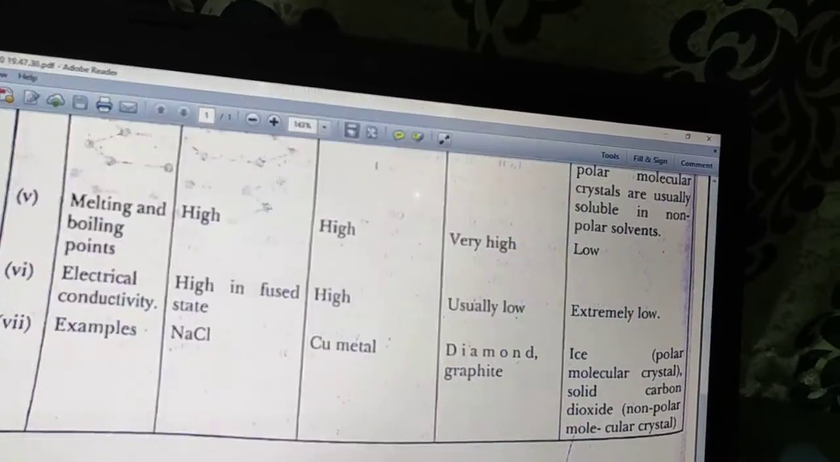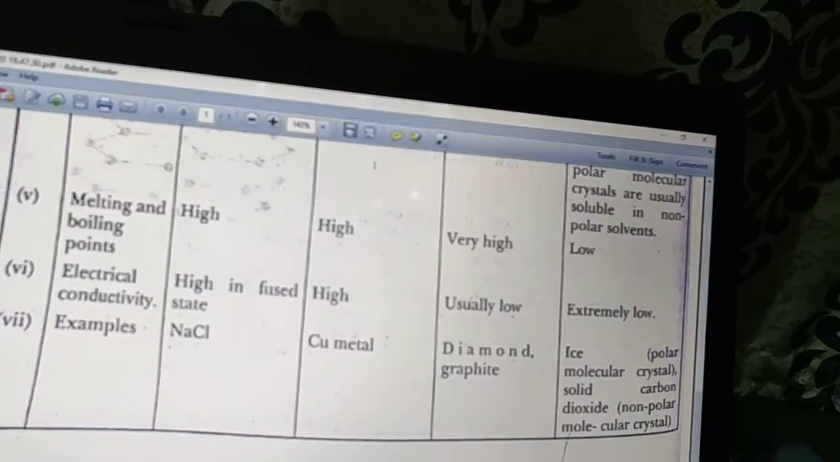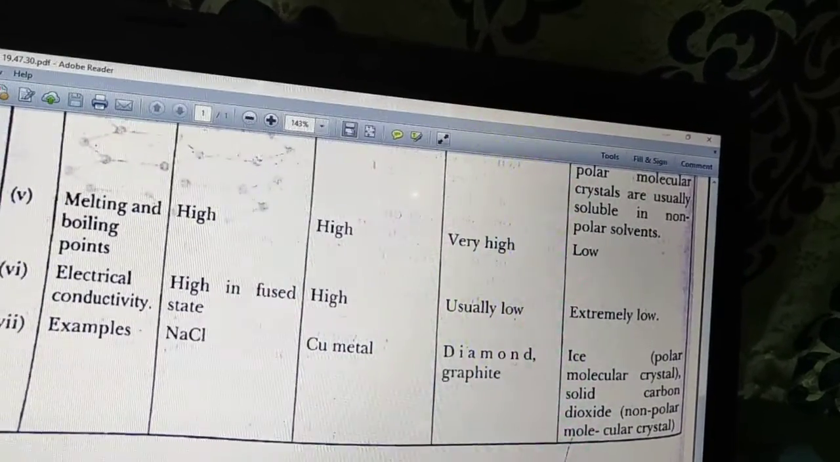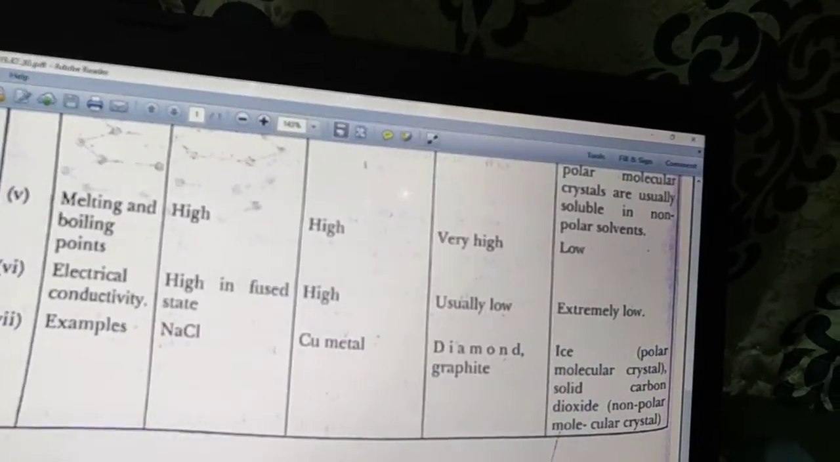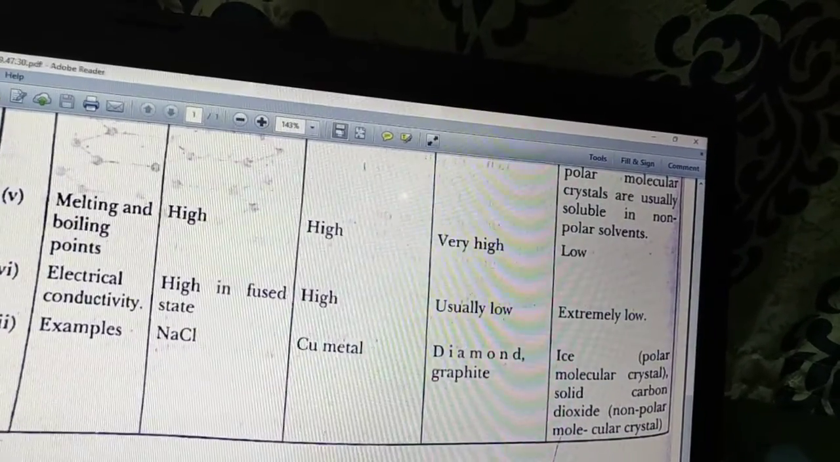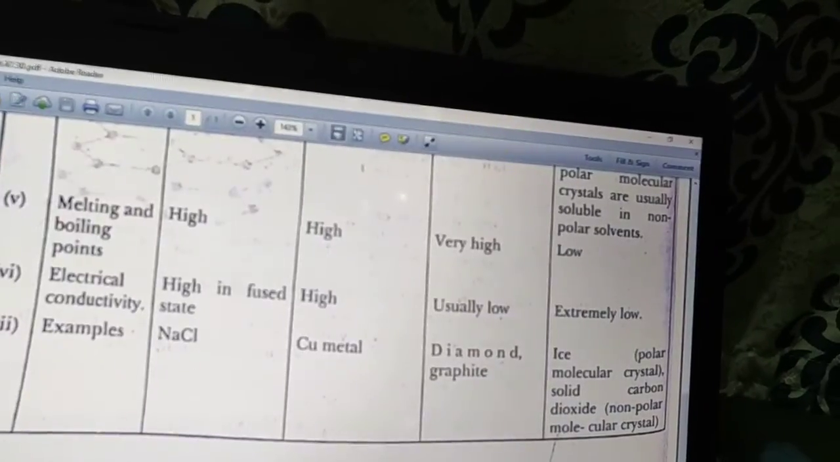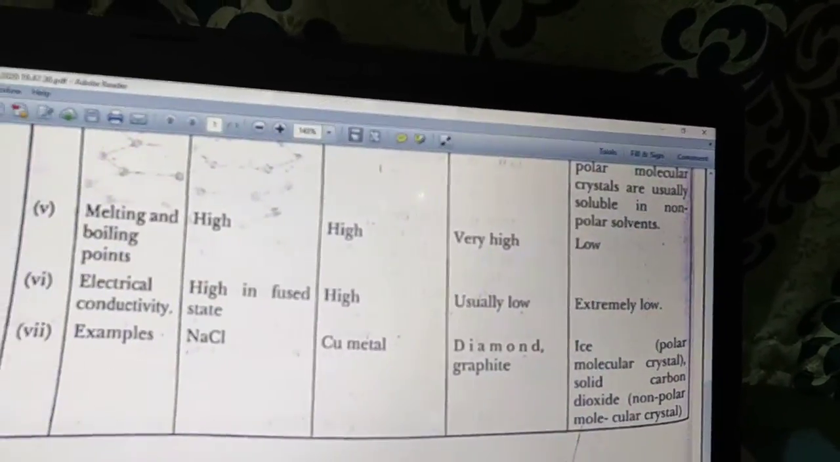And examples: ionic crystal, sodium chloride; metallic crystal, copper, metals; and atomic crystals, diamond and graphite. And for molecular crystals we have ice, polar molecular crystals, solid carbon dioxide. These are the examples.